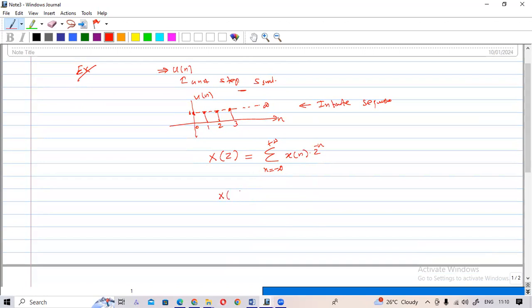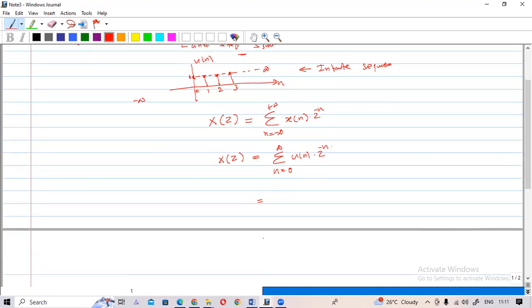So in this case, X(z) is equal to, so you can see that from minus infinity to 0, all values are 0, and the sequence is starting from 0 to infinity. So n should be 0 to infinity. So we have u[n] here, z^(-n), okay? Now we have to expand this. Very simple, okay? n from 0 to infinity, you have to expand this.